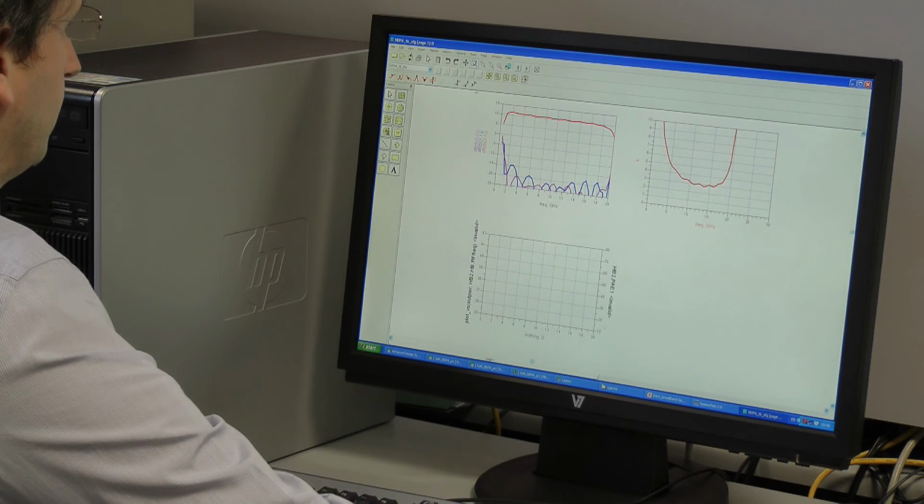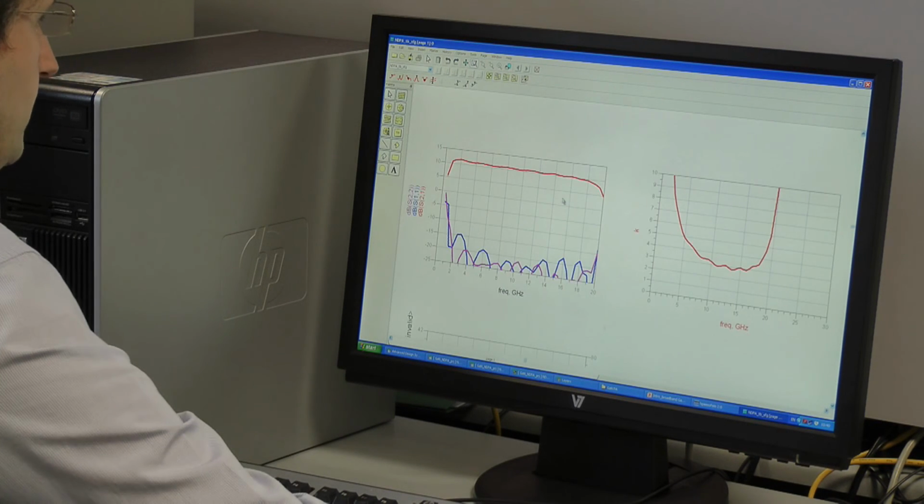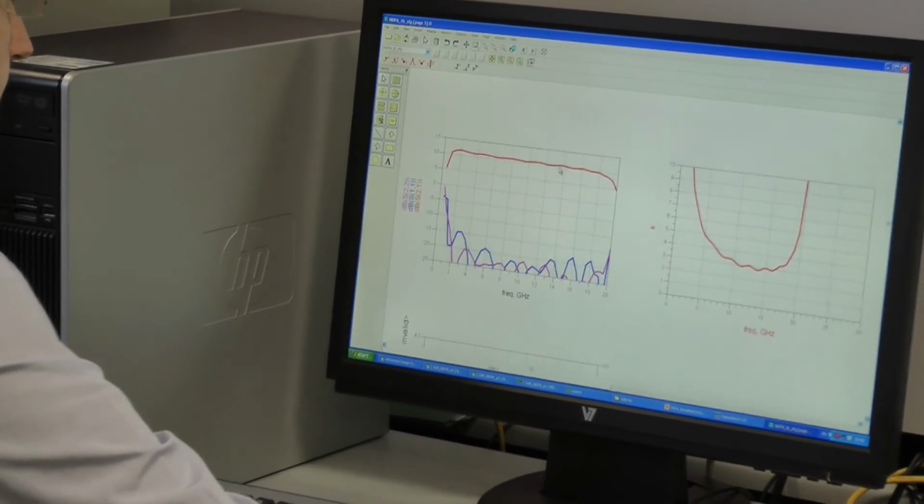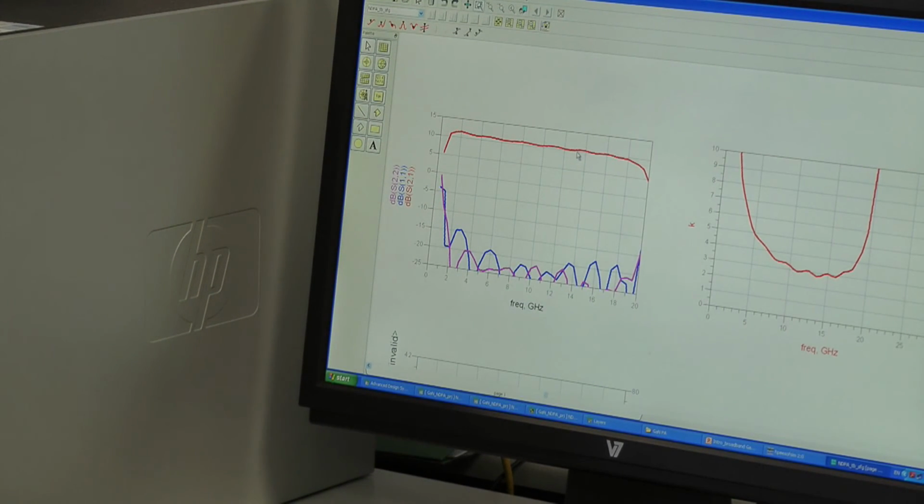Simulation's finished. We'll just take a look at the results. So this red trace here is the gain. It's 10.5 dB plus or minus 1 dB across our band. This blue trace is our input return loss. This is better than 15 dB across our band. And the pink trace is the output return loss, which is better than 20 dB across the band. Stability factor is simulated up to 30 gigahertz, and this shows that the amplifier is unconditionally stable.